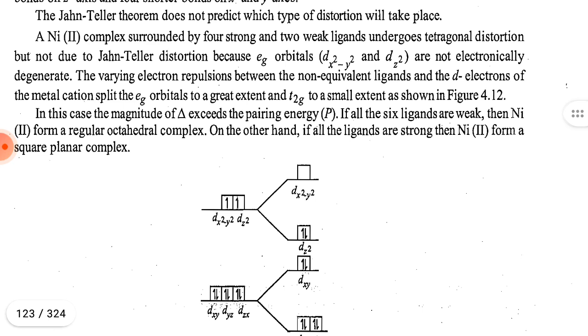A nickel(II) complex surrounded by 4 strong and 2 weak ligands undergoes tetragonal distortion, but not due to Jahn-Teller distortion, because the Eg orbitals dx2-y2 and dz2 are not electronically degenerate. The varying electron repulsion between the non-equivalent ligands and the d electrons of the metal cation splits the Eg orbitals to a greater extent and the T2g to a small extent, as shown in figure 4.12.